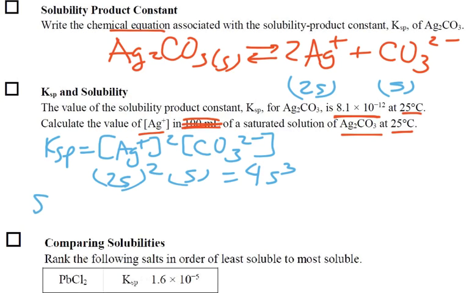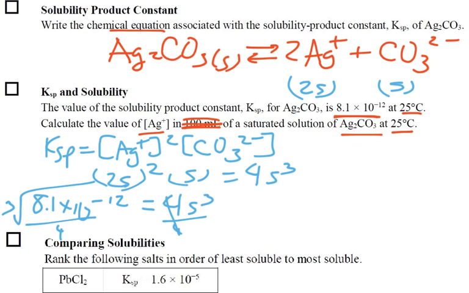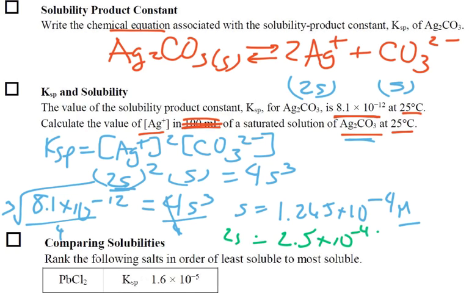So knowing that my KSP is 8.1 times 10 to the negative 12, I can calculate my value of S. All I have to do is divide by 4, and then take the cube root of this. So when I do all that, I find out that S equals 1.265 times 10 to the negative 4. Okay, that's my solubility. So that's the best concentration of silver carbonate I could make. But I know that my silver is going to be 2S, so the actual answer for this reaction is 2S, which is 2.5 times 10 to the negative 4 molar. So that's my answer, the silver ion concentration.